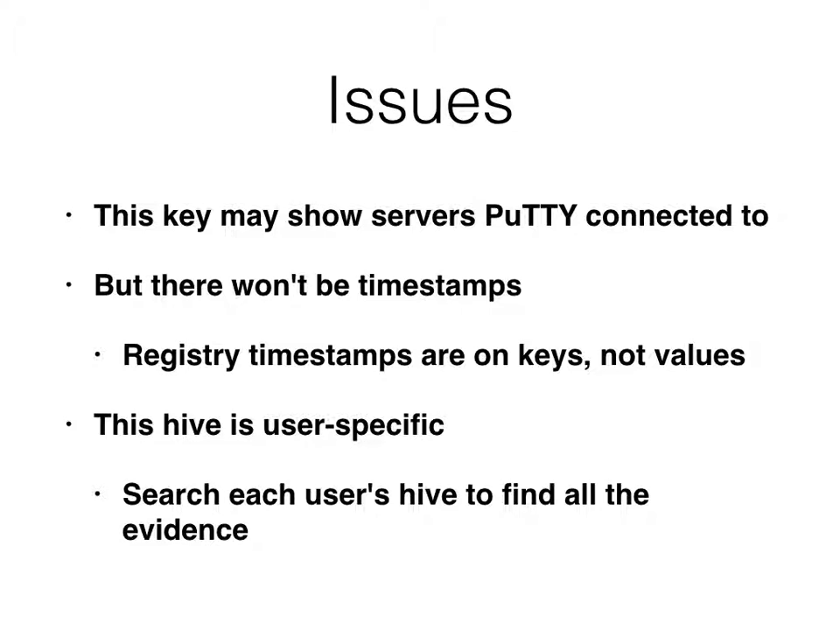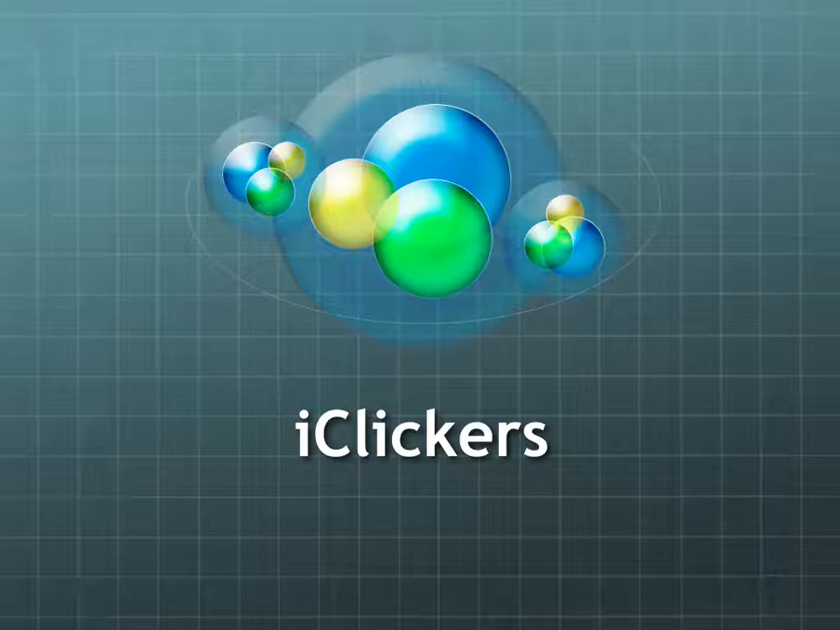But here are some issues. You may see servers it connected to, but there won't be timestamps because there are no timestamps on values in the registry. There are only timestamps on keys. So you'll know the last time it was used, or maybe the first time it was used, but you won't know a time when each of those things happened. The hive is also user specific, so you have to search each user's hive to find all the evidence, but there's some information stored there about what people have been doing in PuTTY.